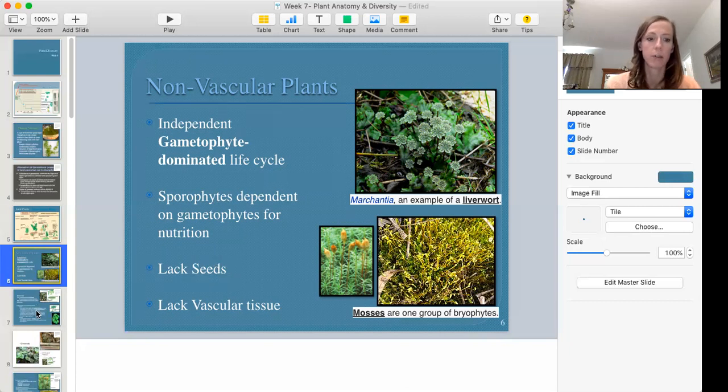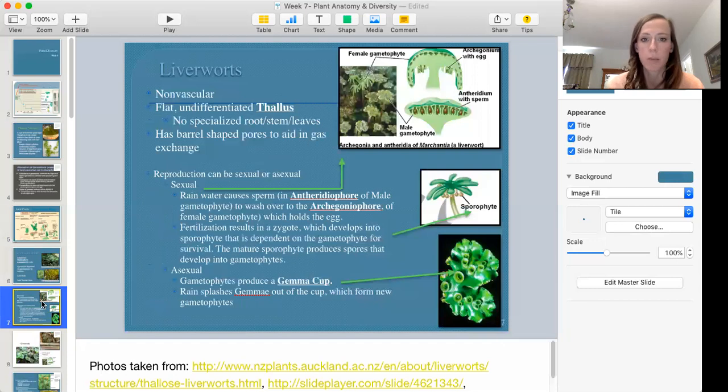Again, we'll get to the seed plants. So these lack vascular tissue and lack seeds. There are a couple of examples shown here. You can see mosses growing here, and this is liverwort, and we'll talk about each of those in the next couple of slides. So first, let's talk about liverworts.